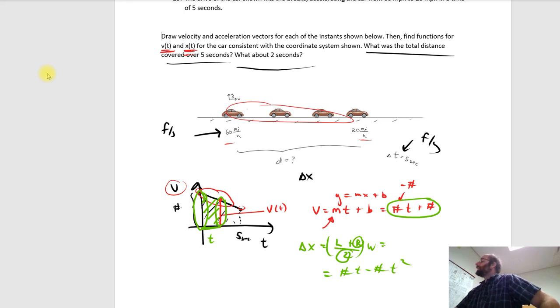And then once you have those, you can just put in 2 seconds here to get the velocity, and here to get the delta x for the car. So that should get you through this. That's a tougher problem, quite a bit more work, but I hope that helps.